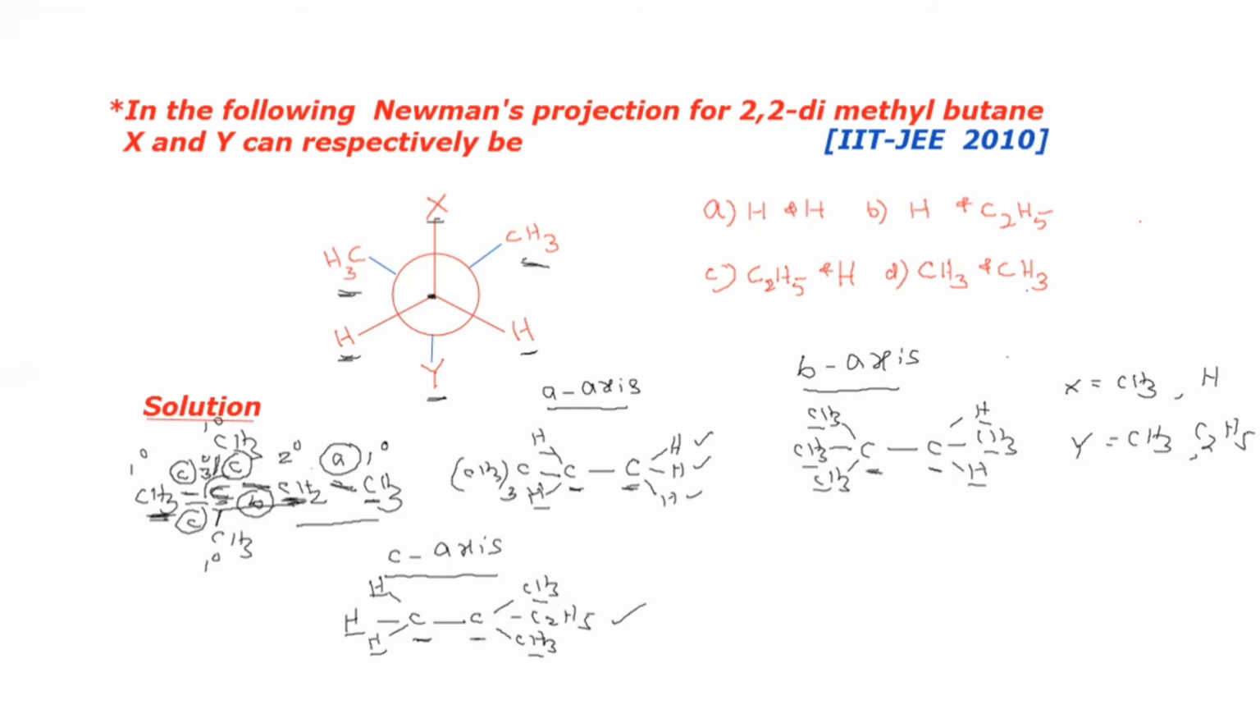Now check the options. X can be H, that is found in A and B options. But Y is ethyl, so that is found in B option. And try to check one more option. X is methyl, Y is methyl, that is found in option D. Therefore, B and D are right options.